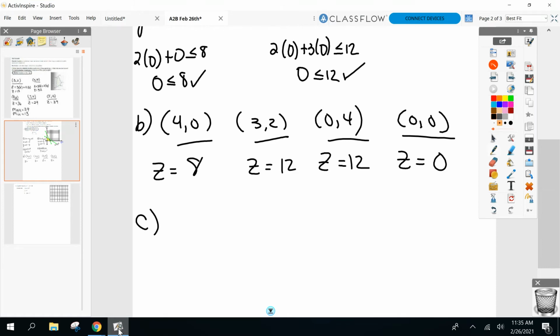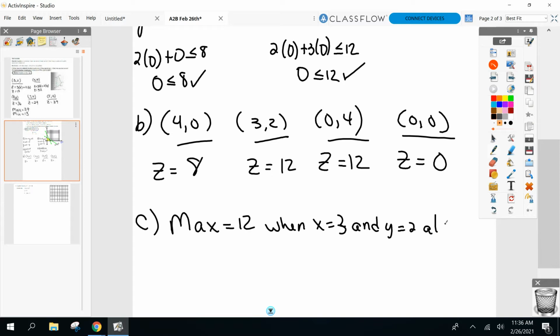Would it be on both 3, 2, and 0, 4? Which gives you a max value. Yes, but those are the x and the y's. What's my max value from those? 12. 12. All right, so here's how we'll answer part C. The max equals 12, and it wants to know what x and y make it the max. So max equals 12 when x equals 3 and y equals 2.